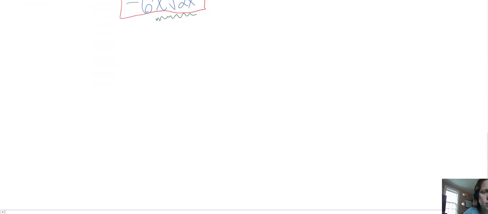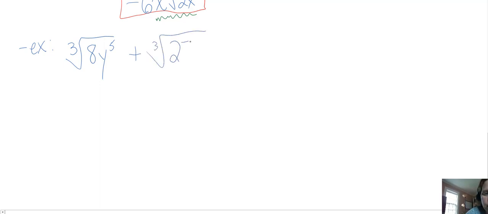Last, let's do a cube root. Cube root of 8y to the 5th plus cube root of 27y to the 5th plus y cube root of y squared.